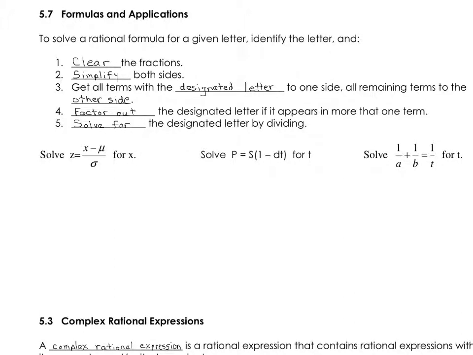Section 5.7, Formulas and Applications. To solve a rational formula for a given letter, identify the letter and first clear the fractions. Second, simplify both sides. Third, get all terms with the designated letter to one side, all remaining terms to the other side. Fourth, factor out the designated letter if it appears in more than one term. Fifth, solve for the designated letter by dividing.